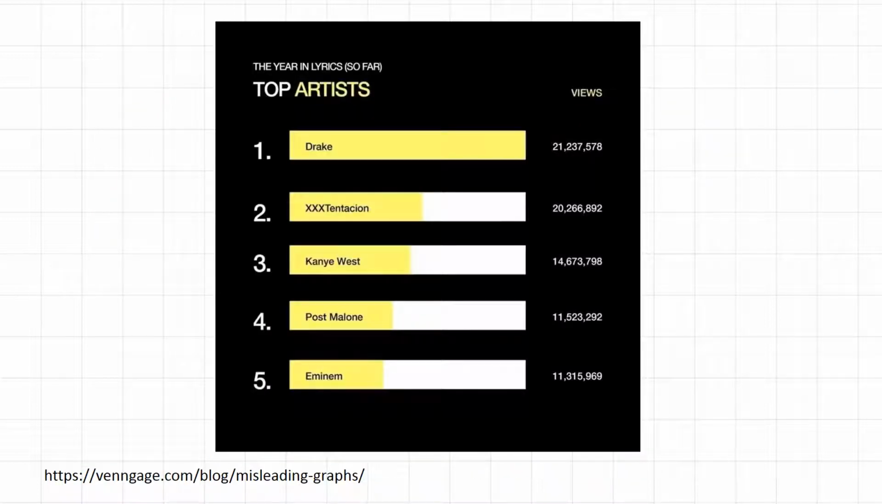So here is another example of a bar graph, and it's the top artists in lyrics so far. If you take a look, it looks like Drake is definitely the most popular because his bar is full. They've actually put down how many views there are. This is reporting absolute frequency, which means that you're counting how many views there are. Now before we analyze it a little bit further, what's missing is a scale. There's no scale.